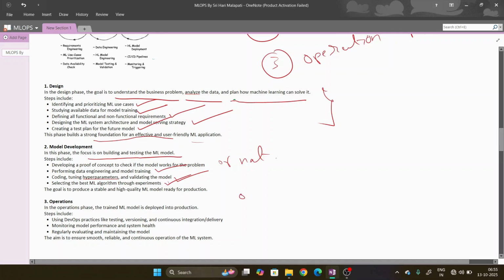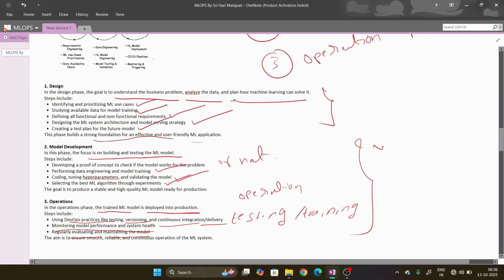And final one is the operations. Here the trained ML model is deployed into production using DevOps practices like testing, versioning, continuous integration, continuous delivery, and testing and training, monitoring model performance and system health, regular evaluation and maintenance of the model. Don't get confused, guys. We'll discuss these one by one in later videos.